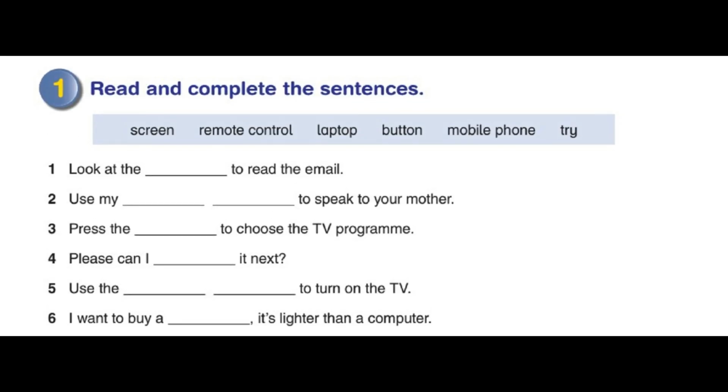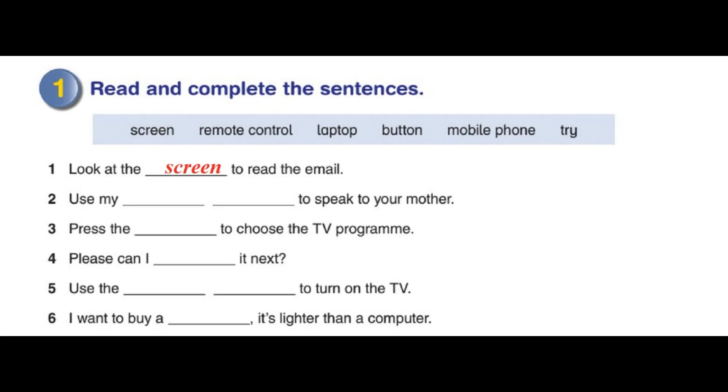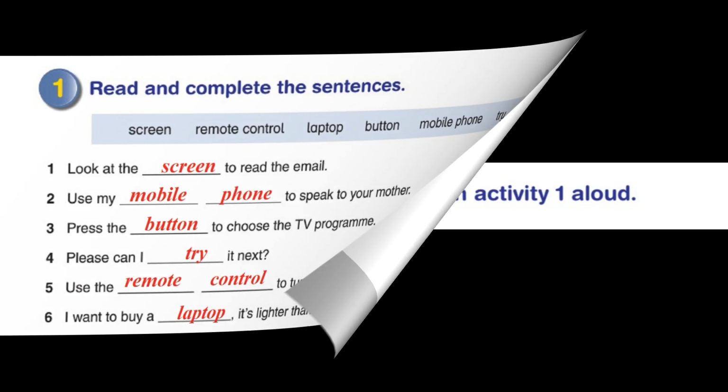One. Read and complete the sentences. Screen. Remote control. Laptop. Button. Mobile phone. Try. 1. Look at the screen to read the email. 2. Use my mobile phone to speak to your mother. 3. Press the button to choose the TV program. 4. Please can I try it next? 5. Use the remote control to turn on the TV. 6. I want to buy a laptop, it's lighter than a computer.